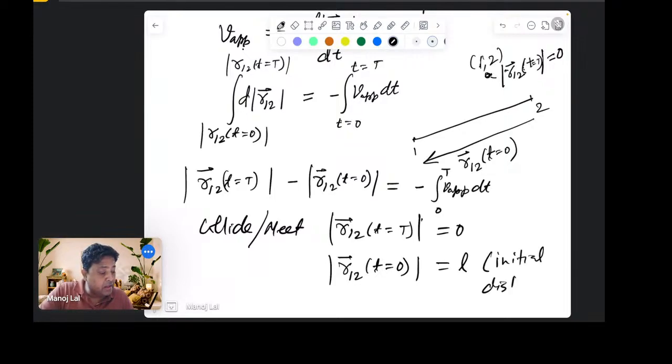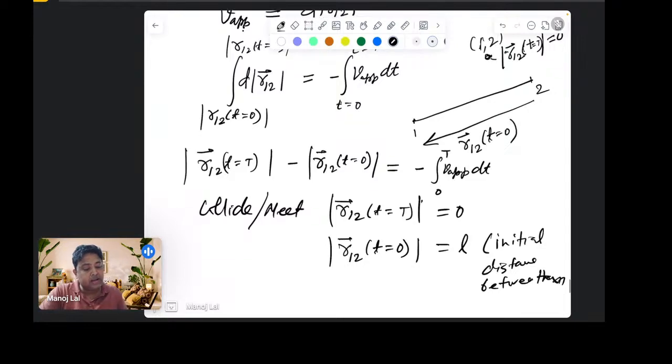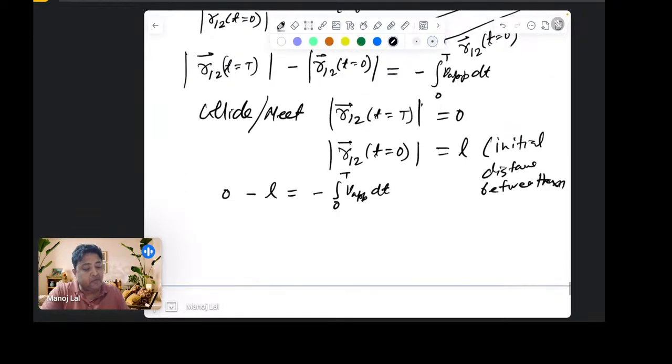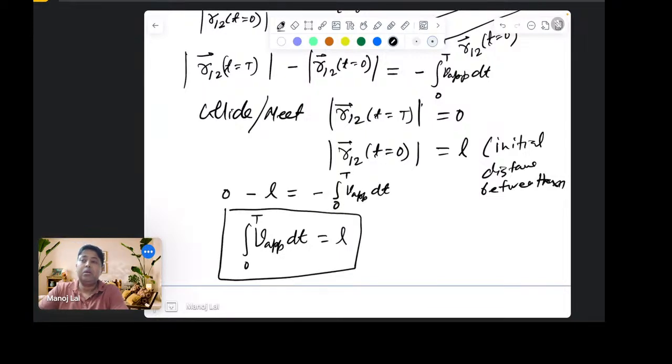Initial distance between them, right? So I can say 0 minus L is equal to the integral from 0 to T of velocity of approach into dt. And then I can write from here, the integral of velocity of approach into dt from 0 to T is equal to L. This is a very useful concept. You can apply it to many problems, friends, and this is quite useful.